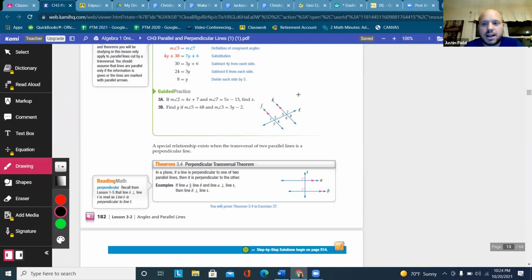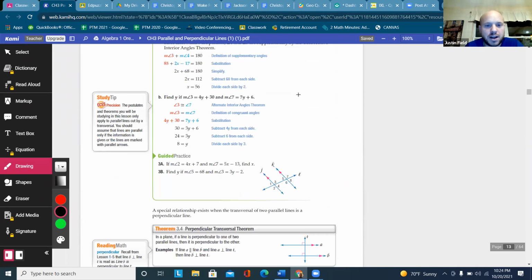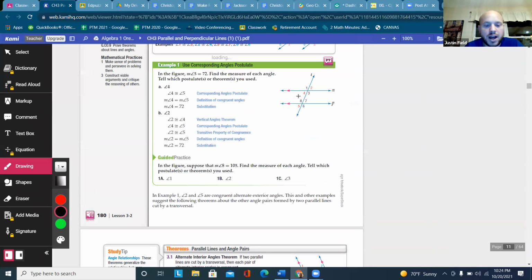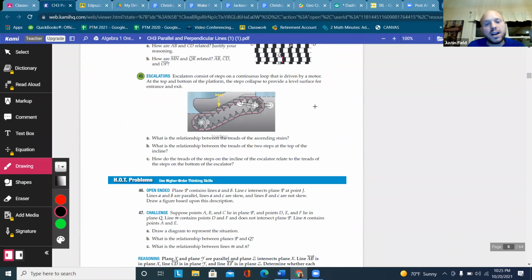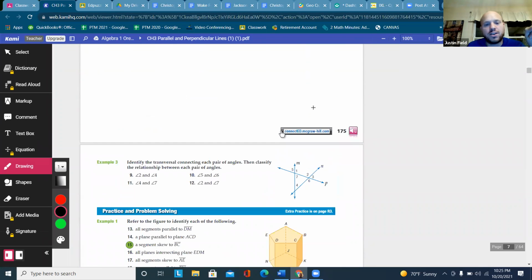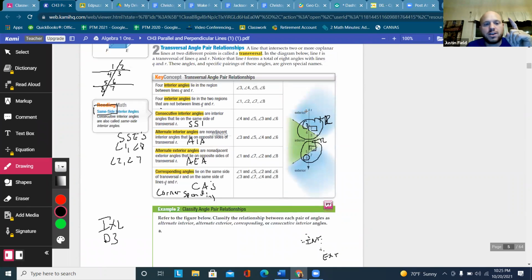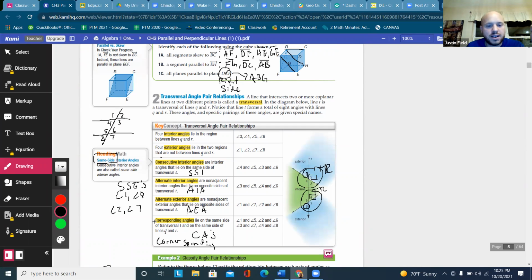I hope someone shouted corresponding, because that would be the right answer. One angle is in the interior and one angle is in the exterior, and they're on the same side. That's the corresponding angles. Check it out. You can see that is true. I always start with that, Franklin and everyone. Interior, exterior. That gives me half the answer.